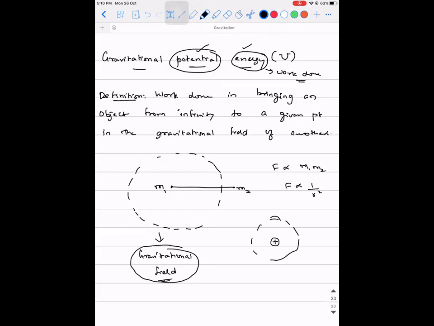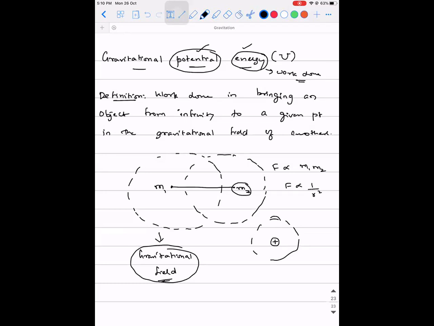Gravitational field is nothing but an imaginary region around the mass where, if you try to bring another mass, it will get attracted. The other mass will get attracted. You're able to understand? Similarly, around M2 also, there will be an imaginary region. You can't see it, but you can feel it.